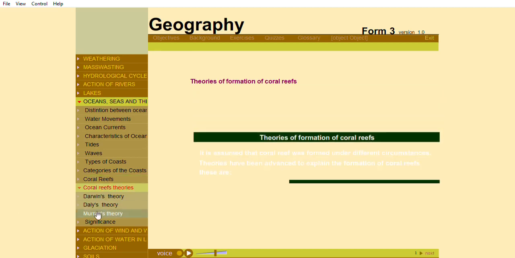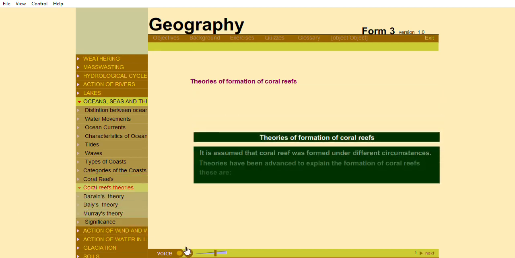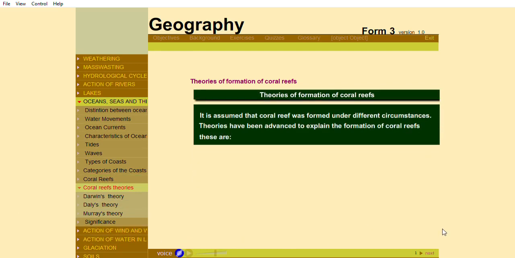Theories of formation of coral coasts. It is assumed that coral reefs were formed under different circumstances. Theories have been advanced to explain the formation of coral reefs. These are Darwin's theory, Daly's theory, and Murray's theory.